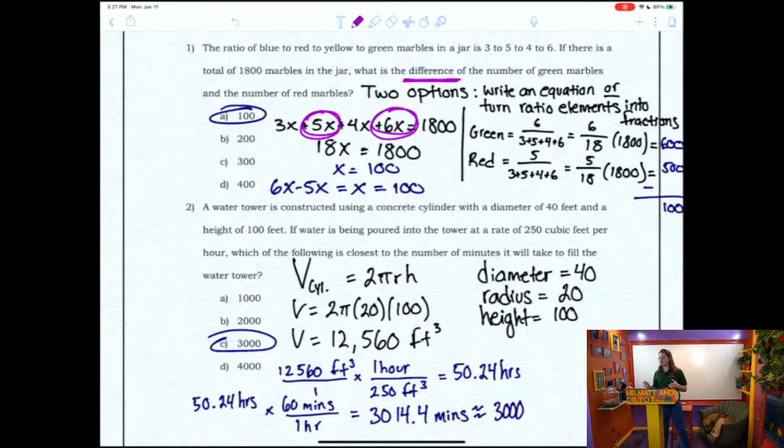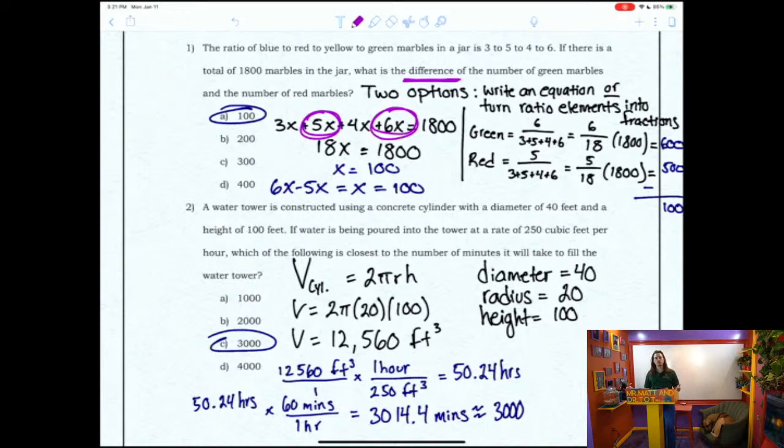So when they give us this ratio of 3 to 5 to 4 to 6, we can immediately determine what the common denominator is out of all of these individual fractions by simply adding up all the ratio elements. So you add up the ratio elements, 3 plus 5 plus 4 plus 6 is 18. The ratio element representing the green marbles was 6.